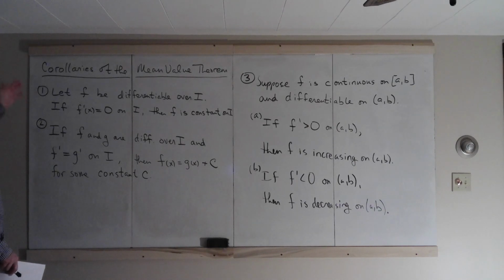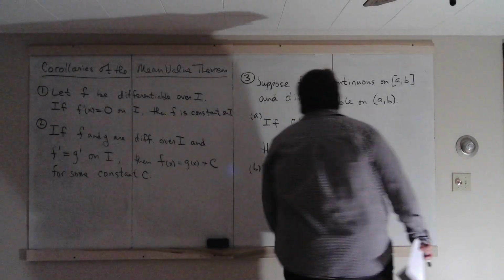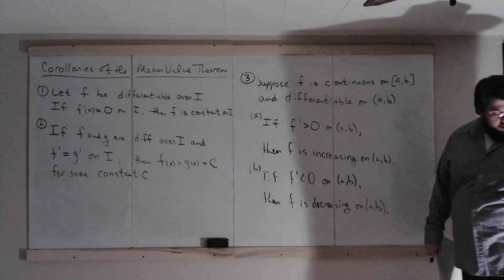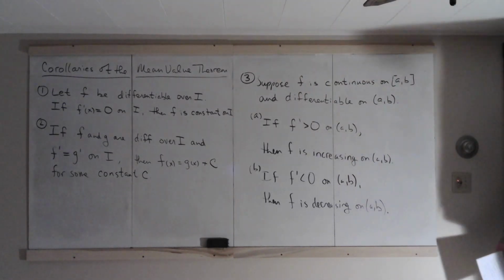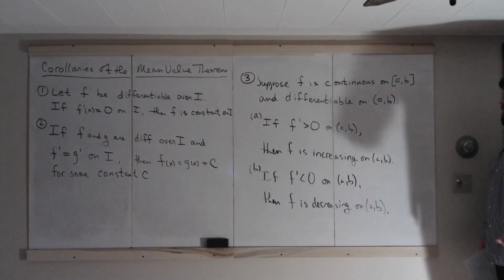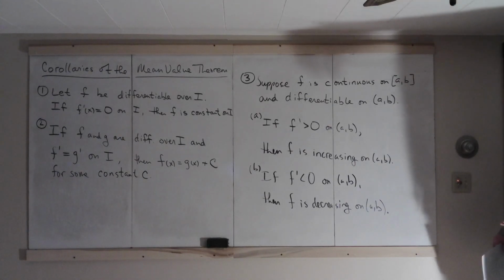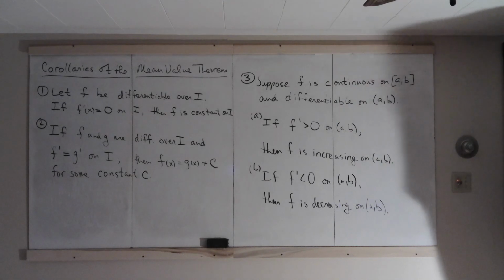These first two corollaries, we will use for some results that we cover in Chapter 5, which will be next week. This one, result 3, is one that we will use immediately. Suppose f is continuous on the closed interval, differentiable on the open interval. Part A, if f prime is positive, so if the derivative is positive, if slopes of tangent lines are positive, then f is increasing.